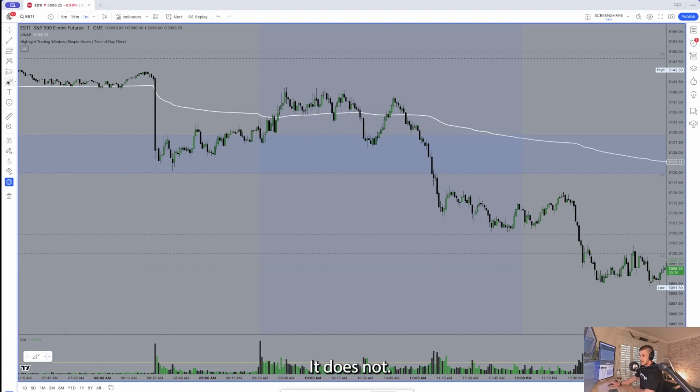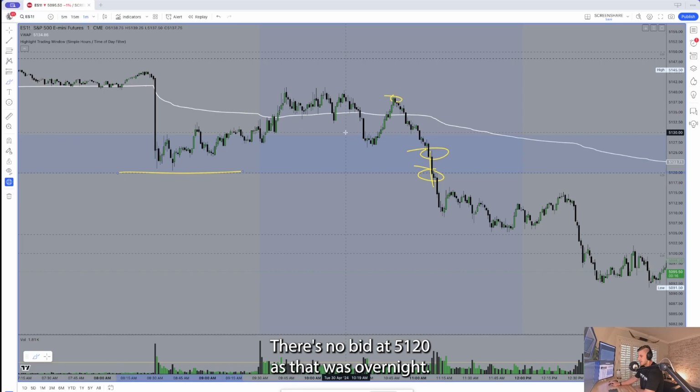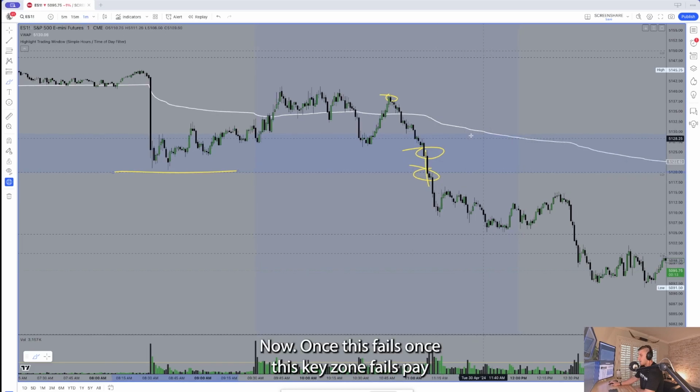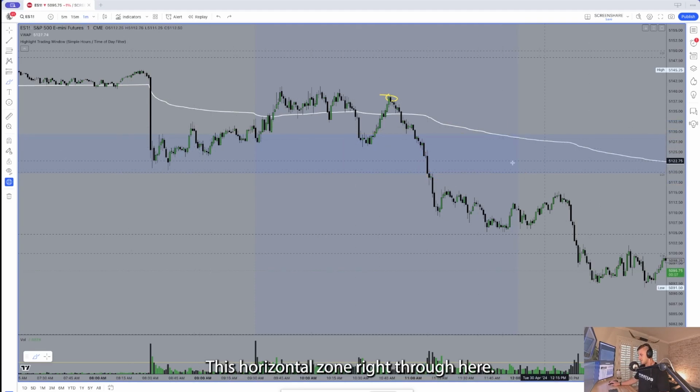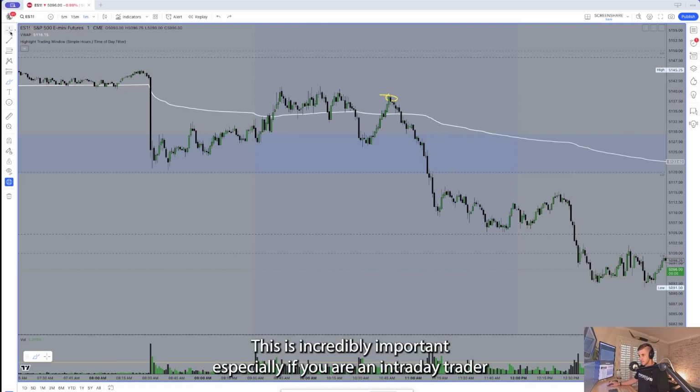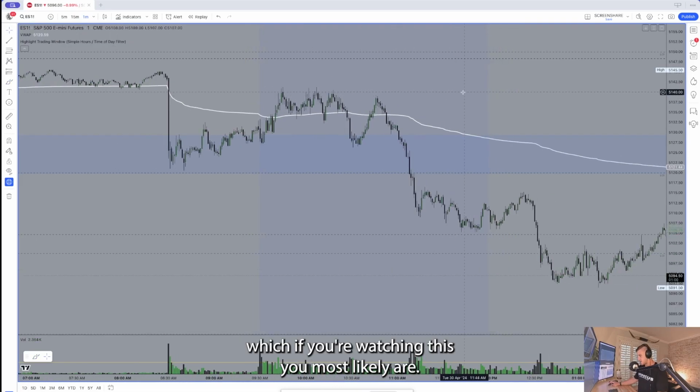It does not, right? So we have another lower high right through there. Price then makes a fresh session low. There's no bid at 5120 as those overnight lows get taken out. Now, once this key zone fails, pay attention to the blue zone right there on my chart. This horizontal zone right through here is incredibly important, especially if you are an intraday trader, which if you're watching this, you most likely are.